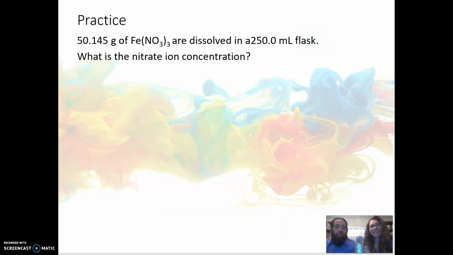Here's your chance to practice. So here's an example. We have also going from a mass of our total salt. So you want to write your balanced equation for the dissolution. You want to break this apart into its ions. Make sure you balance it. And then you can calculate your molarity of your salt, and then you can convert that into the molarity of your ions. Or you can calculate the moles of salt, convert that into moles of your ion, and then divide by the total volume in liters to get your molarity.